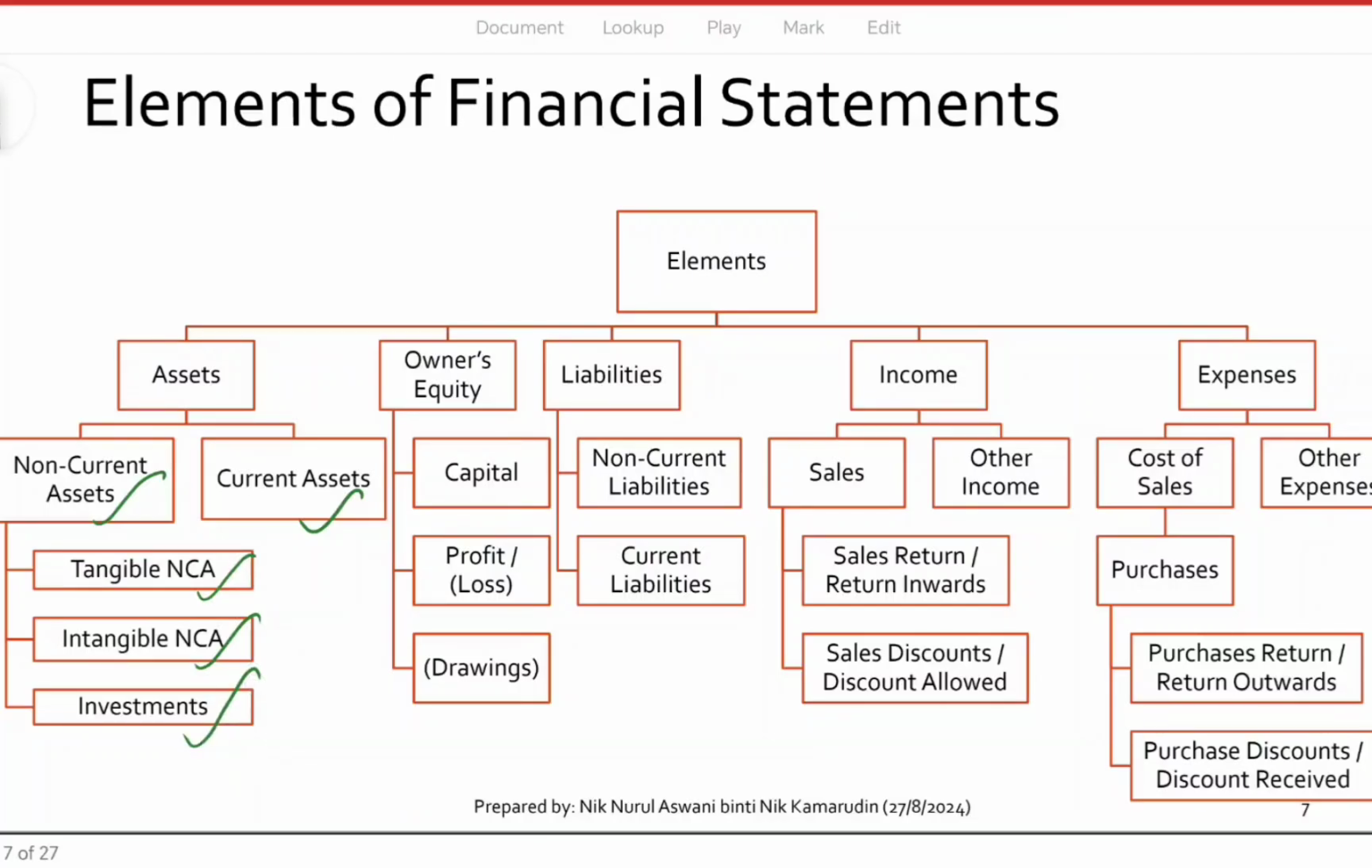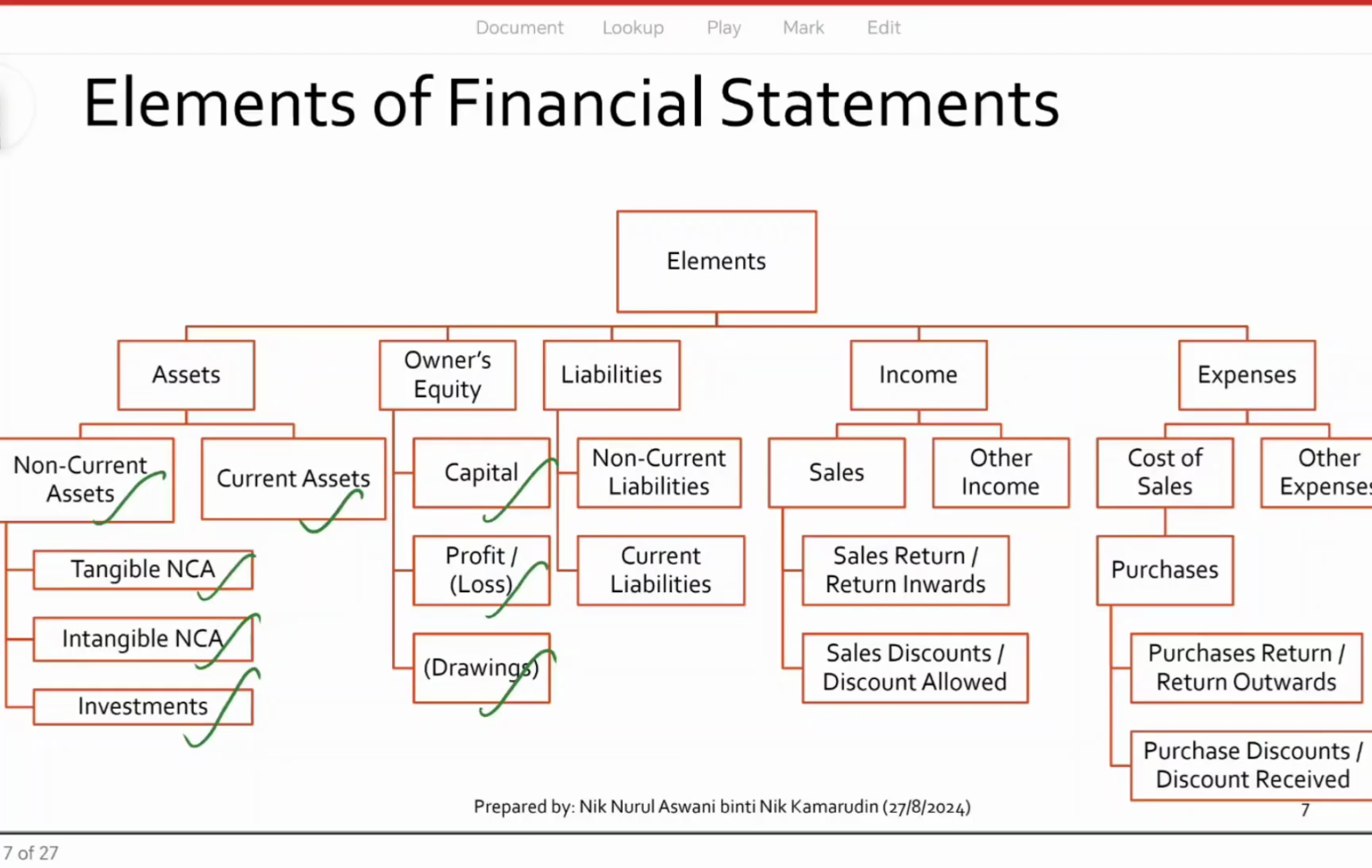And non-current asset is actually referring to the asset that we are going to use for more than one accounting period, while for the current asset, those are the assets to be used within 1 year. Okay, and then for the owner's equity, as I explained previously, there are three main components of owner's equity, which are capital, profit or loss, and drawings.